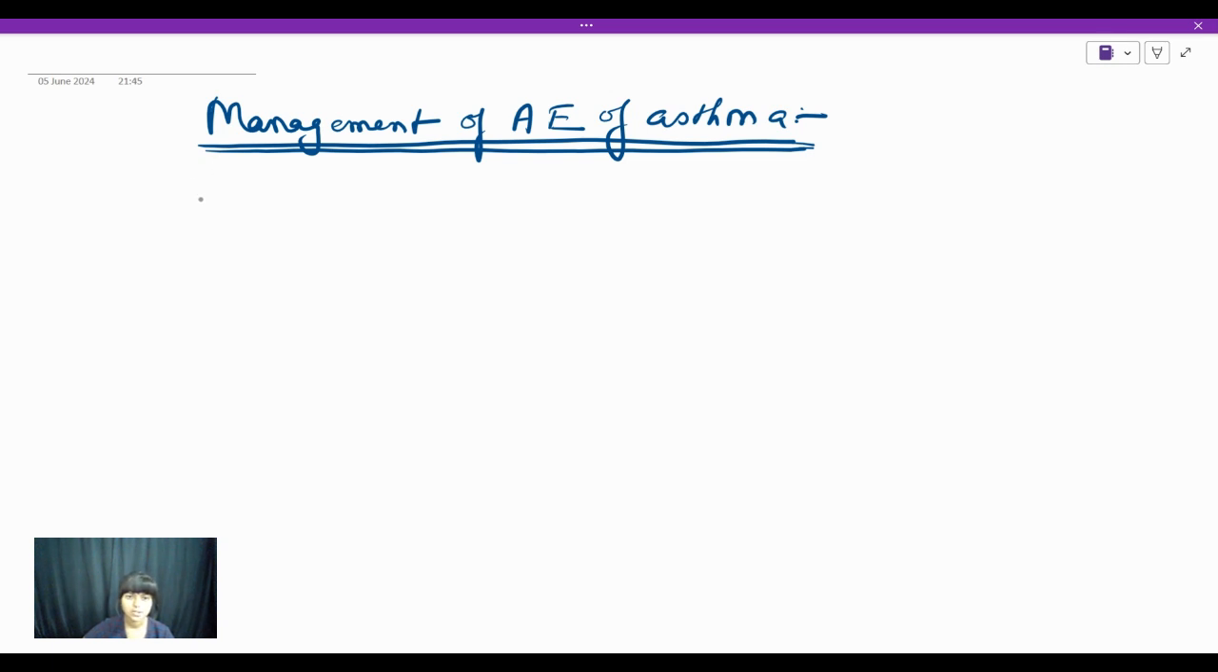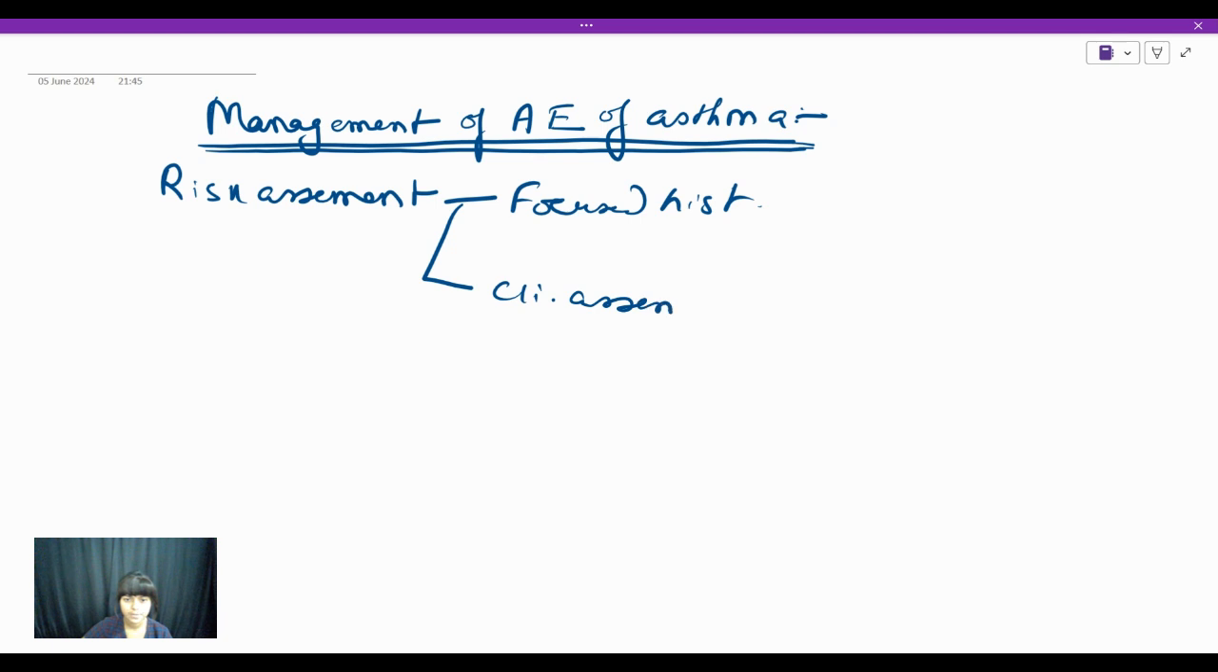Whenever a child presents to you with acute exacerbation of asthma, you first have to go for a risk assessment. If you write it this way in the exam, it will fetch you good marks. In risk assessment, you need to take a focused history and do a quick clinical assessment of the child. This is very important. Even if the child is having an acute exacerbation, you need to do these two things at the beginning.